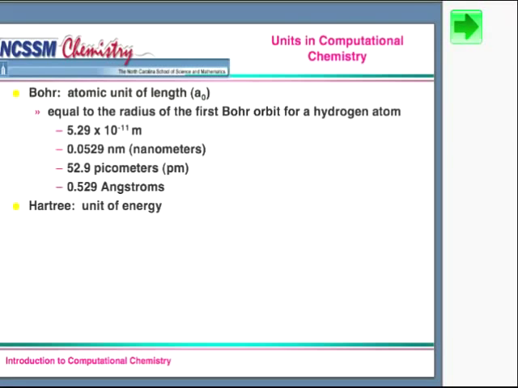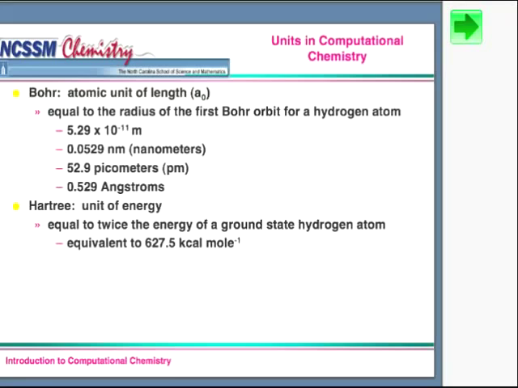Hartree you've had some experience with. It's a unit of energy. The textbook definition is that it's equal to twice the energy of the ground state hydrogen atom, and you might get to see that a little bit in this week's lab. It's equivalent, as many of you have seen, to 627.5 kilocalories per mole. We can also equate it to kilojoules per mole or electron volts per mole. All of these are units of energy.